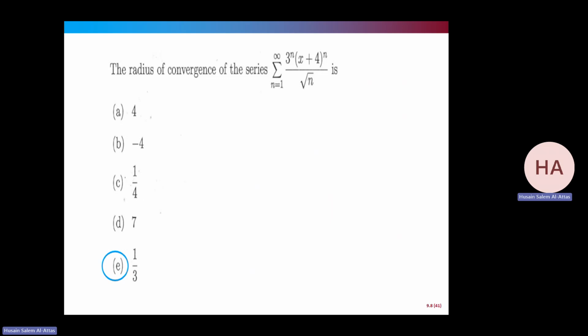In this question, he wants the radius of convergence. He doesn't want the interval, he is not talking about the interval. He just wants the radius. So be careful: he wants the radius or the interval. Okay, this I think will be easier.